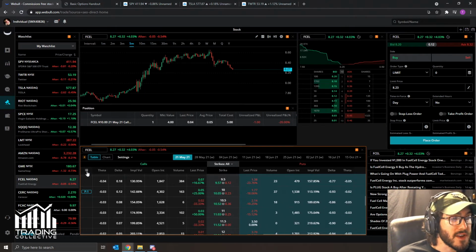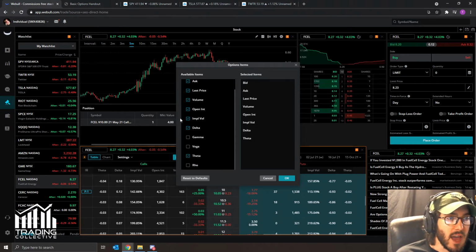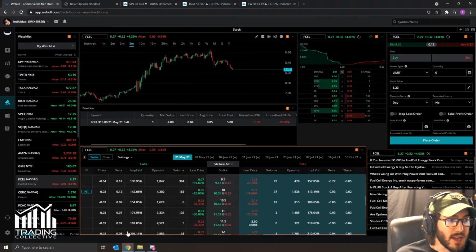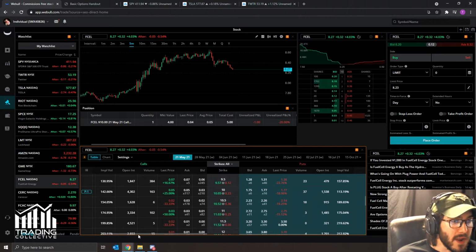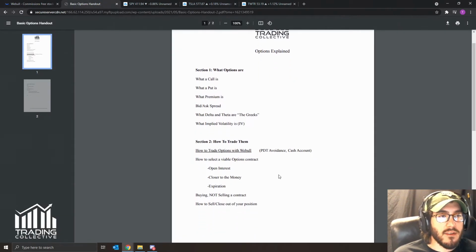If you guys want to adjust any of the settings, click that little hamburger menu right there. You can add or remove whatever it is that you'd like. We'll get into open interest and volume here in just a moment, and we'll also get into actually buying, and that will be section 2: how to trade options with Webull, PDT avoidance, cash accounts.